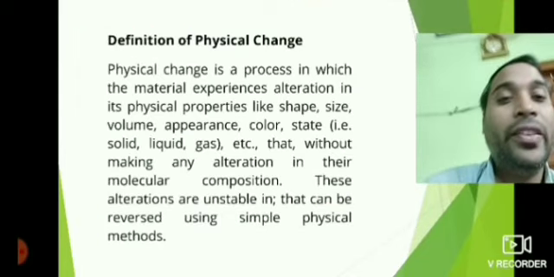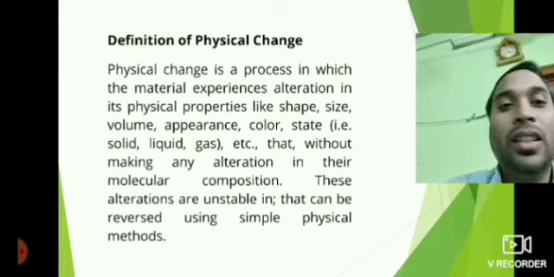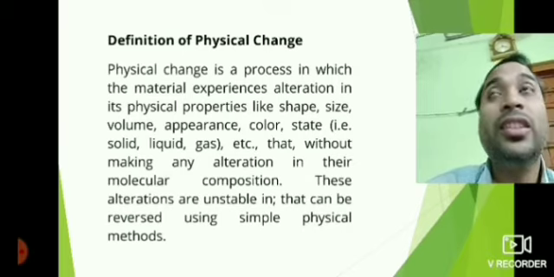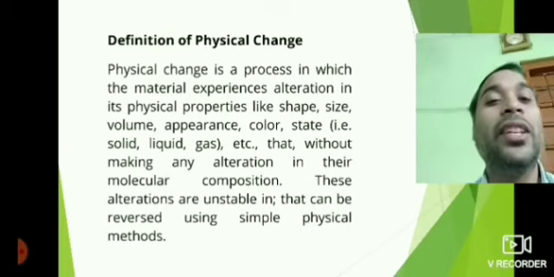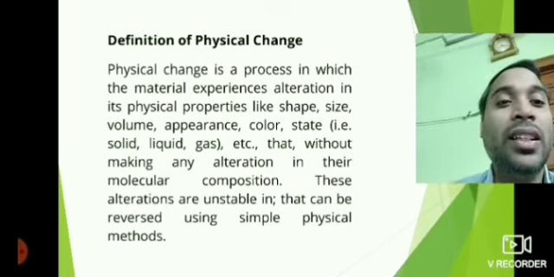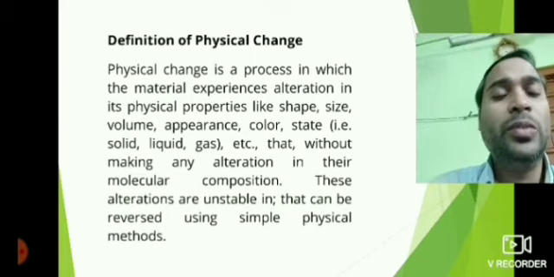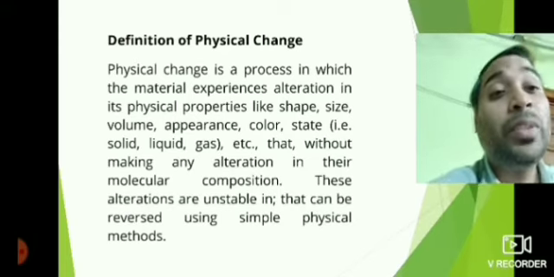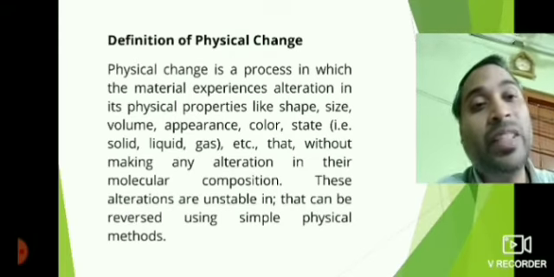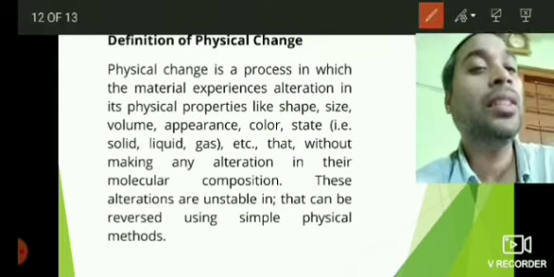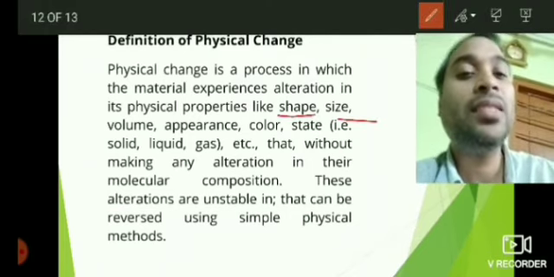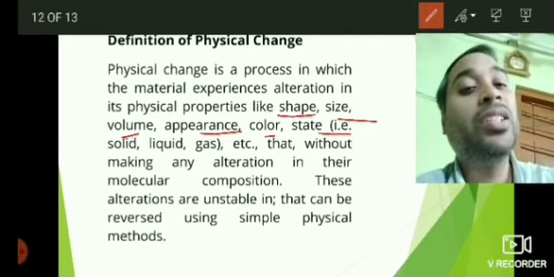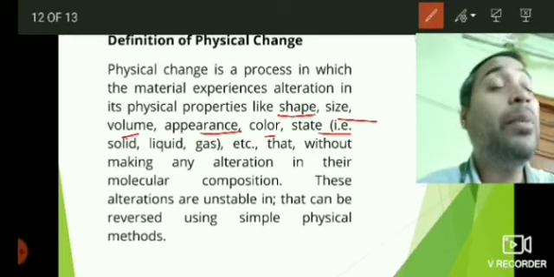Okay, so now let us define what is a physical change. Physical change is a process in which the material experiences alteration in its physical properties, like shape, size, volume, appearance, color, state, etc. So these are some of the changes that change the physical properties of a substance. And what can be the physical properties? Physical properties such as shape, size, volume, appearance, color, state, etc., without making any alteration in their molecular composition or chemical composition.